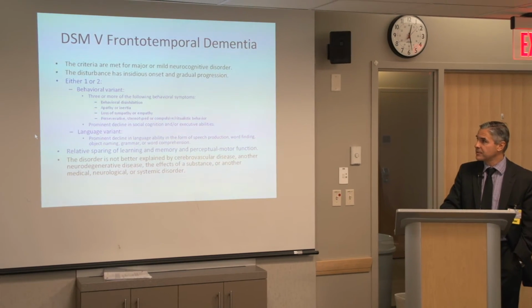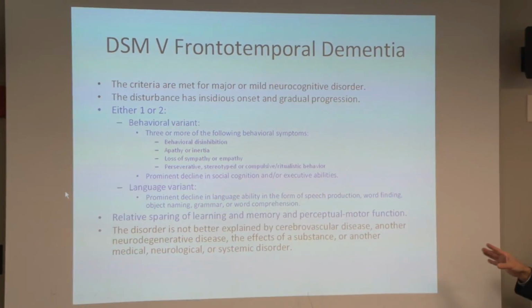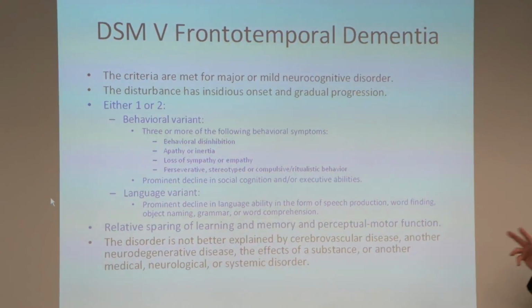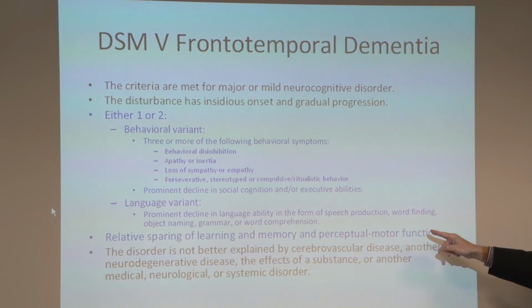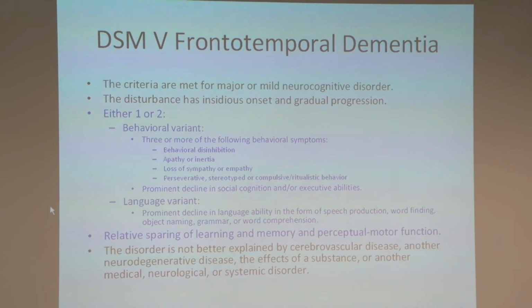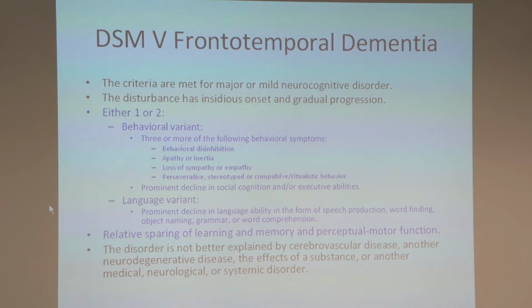So frontotemporal dementia. Now they're acknowledging that it exists. The DSM-4 did not. It was dementia NOS. And they're actually giving us the behavioral variant and the language variant, and they're giving us criteria. So we can get much more clinical about frontotemporal dementia. So you can have a major neurocognitive disorder or a mild neurocognitive disorder due to this, with or without behavioral disturbance, mild, moderate, severe.